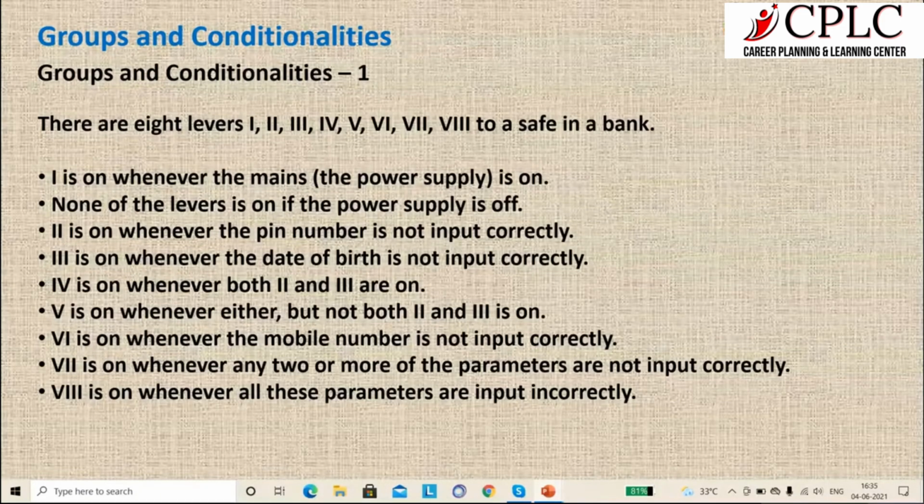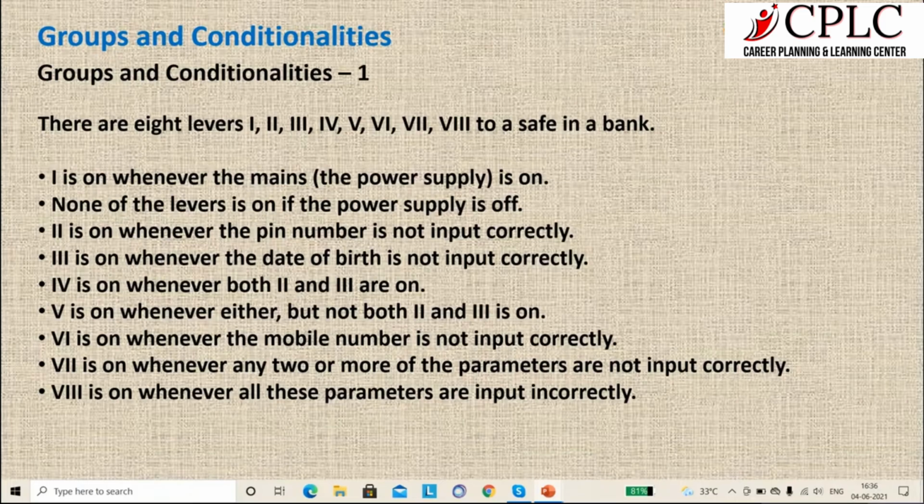So the set is there are 8 levers to a safe in a bank. The conditions are as follows. One is on whenever the main or the power supply is on. So when will the first lever be on? When the power supply is on. If the power supply is off, the first lever will not be on. None of the levers is on if the power supply is off.